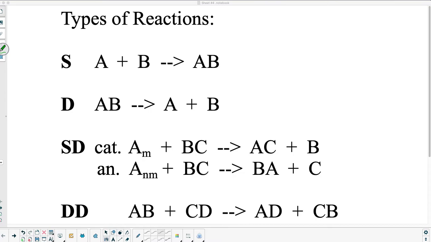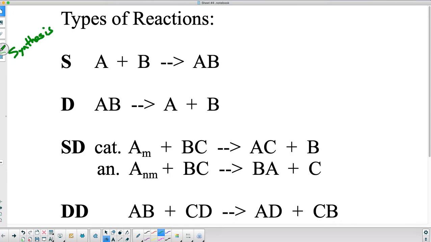The first one is called synthesis. So a synthesis reaction is when we have an element, with one capital letter, that's how we know it's an element, added to another element. Okay, now typically one of them is a metal and the other one is a non-metal, because when they come together they form an ionic compound.